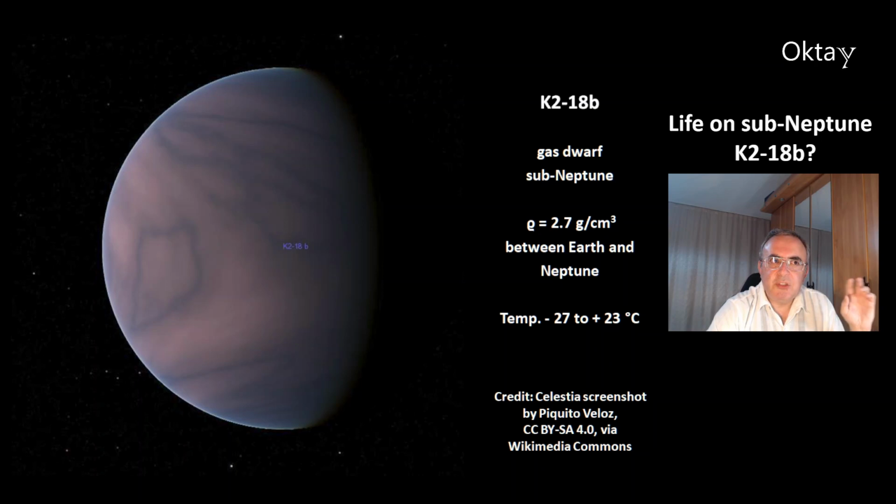Another artist's image of this planet, K2-18b, gas dwarf sub-Neptune. Its density is 2.7 grams per cubic centimeter. That's right between the higher density of Earth and the lower density of Neptune. The average temperature on this planet could be between -27 to +23 degrees Celsius.